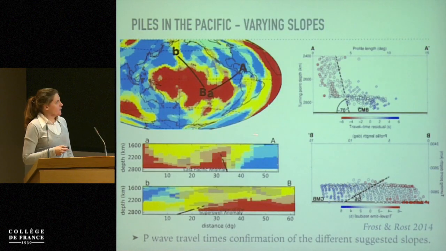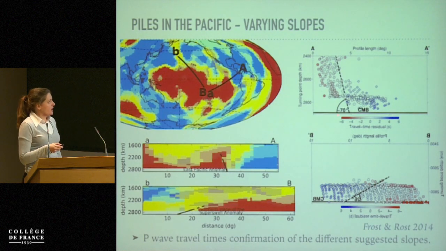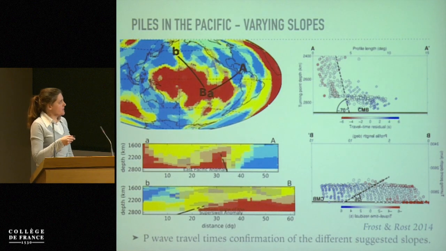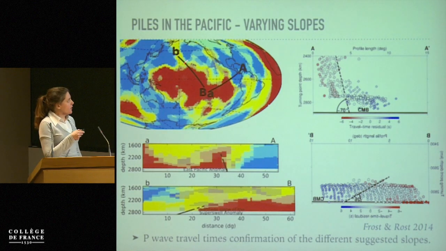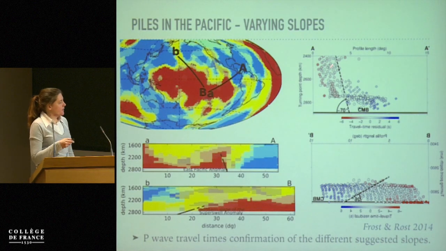This is work by Frost and Ross, which looks at P-wave travel times at high frequencies. Here they're looking across the eastern boundary of the Pacific LLSVP and the northern boundary of the Pacific LLSVP. I've mirrored the image here. They see a very different slope between these two boundaries, ranging from 70 degrees to around 25 degrees here. And I've copied their slopes onto the cross sections in our vote maps here.